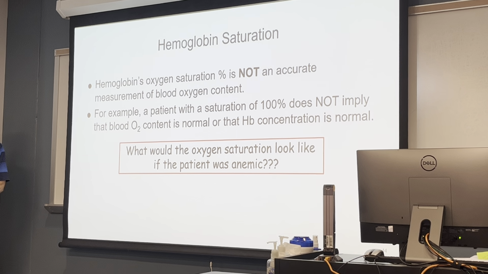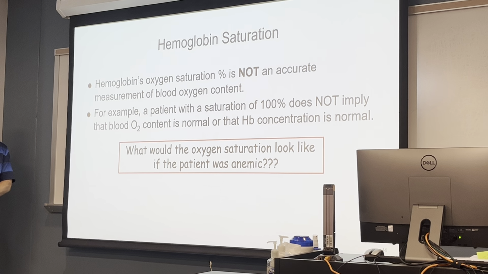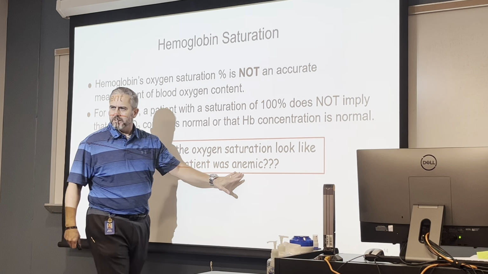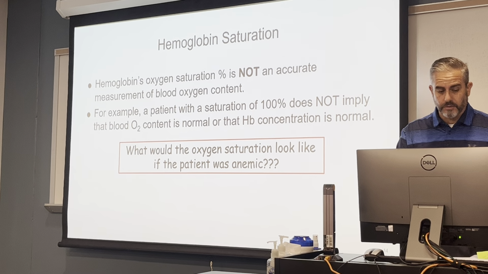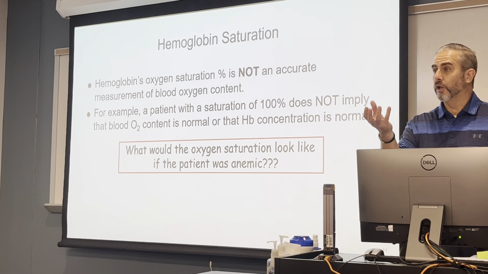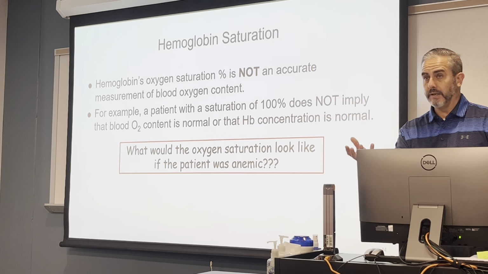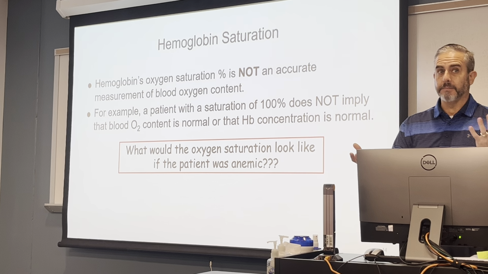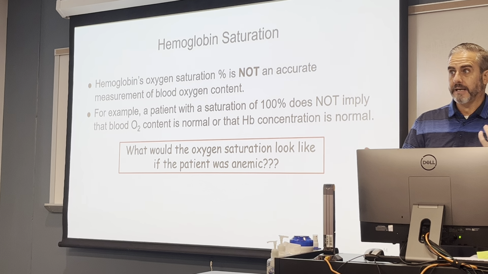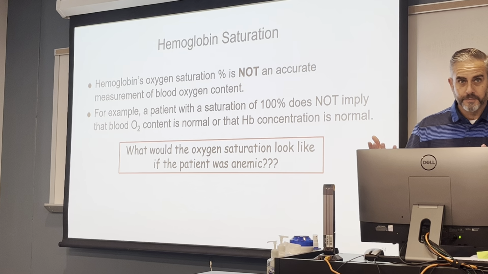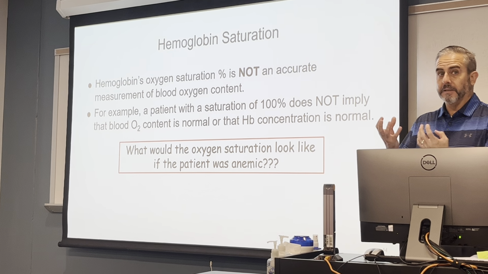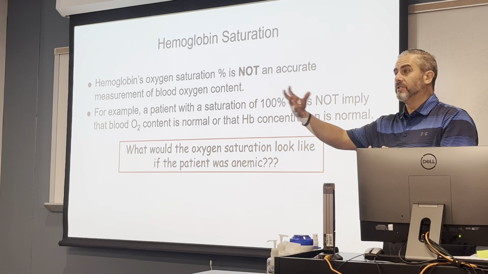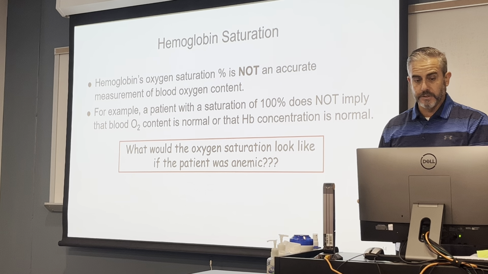What would the patient's oxygen saturation look like if they were anemic? What does anemia mean? Low red blood cell count. When you hear about someone having a low red blood cell count, again, what's in the red blood cell? Hemoglobin. What does hemoglobin carry? Oxygen. Uh-oh. So if hemoglobin count is low, that means the ability for the hemoglobin to carry oxygen to the tissues is going to be low and reduced.